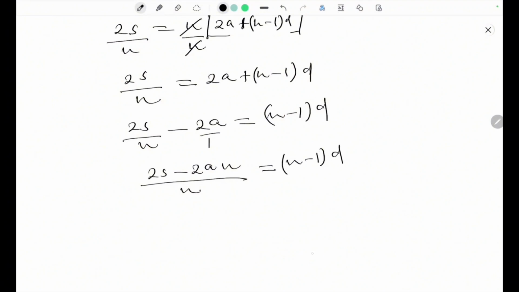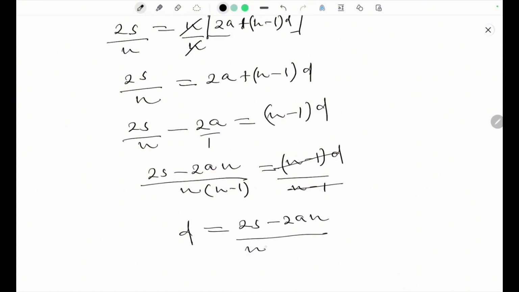So let's divide both sides by n minus 1, cancel out, so we'll have d equals 2s minus 2an over n squared minus n, and that is d.